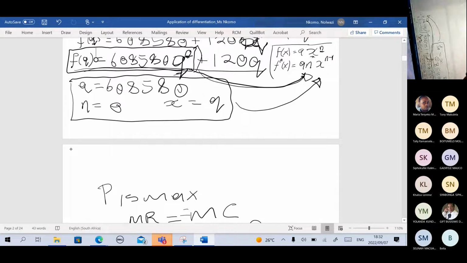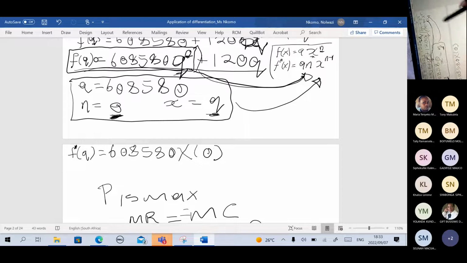If we do that, we get f prime at q. Remember, where there is x, we put q. Where there is n, we put 0. Where there is a, we put this. So f prime at q is equal to a, which is 608580, times n, which is 0, times q to the power n minus 1, and our n is 0, so it's q to the power minus 1.